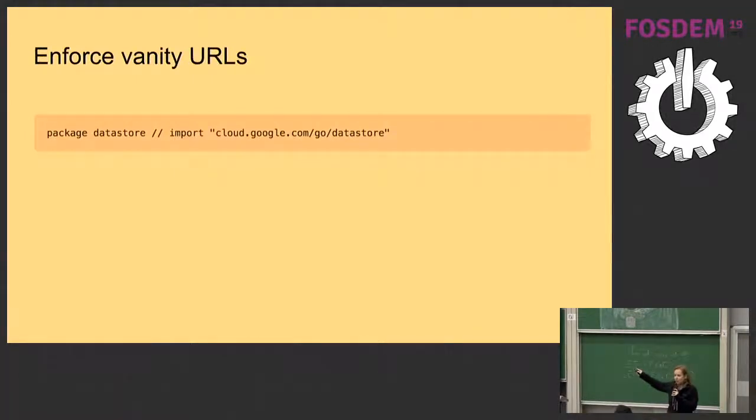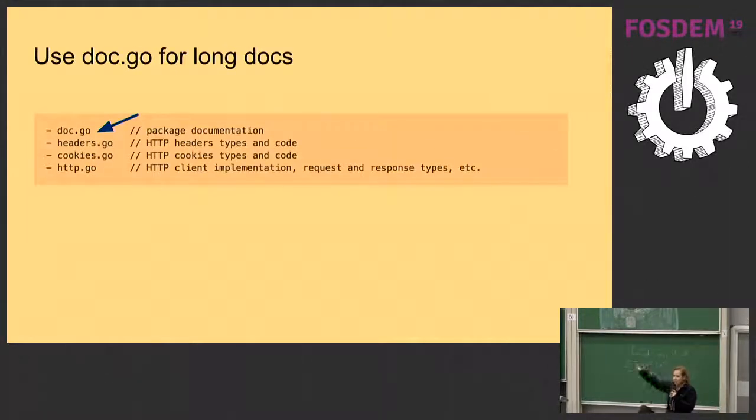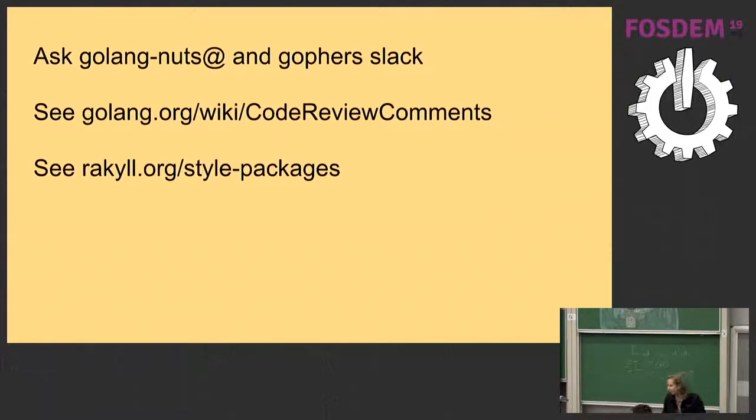Try to enforce vanity URLs. If you have these fancy URLs, you can enforce them. And write some docs, please. Document the package. You don't have any excuses. And use doc.go if you have very long documentation, so people can just jump to that file and read it. And that's all. Take a look at these links.